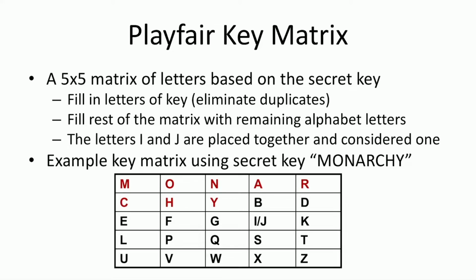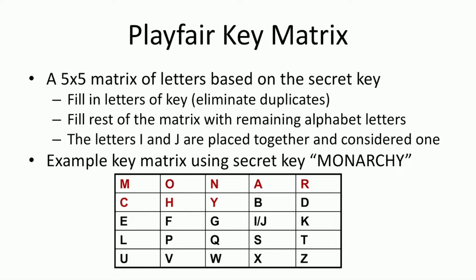The Playfair cipher uses a key matrix, which is a 5x5 matrix of letters constructed row by row using the secret key. The rules for filling this 5x5 matrix are that you first fill the key letters from left to right, after, of course, removing any duplicates. And then you fill the matrix with the remaining alphabet letters.